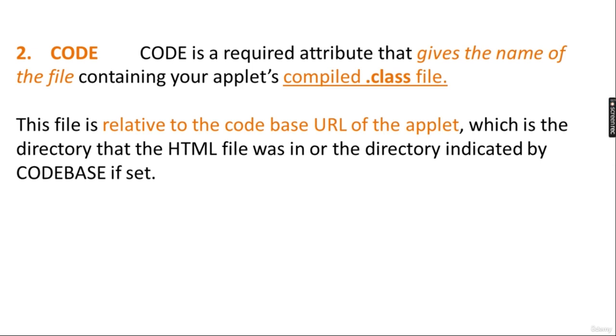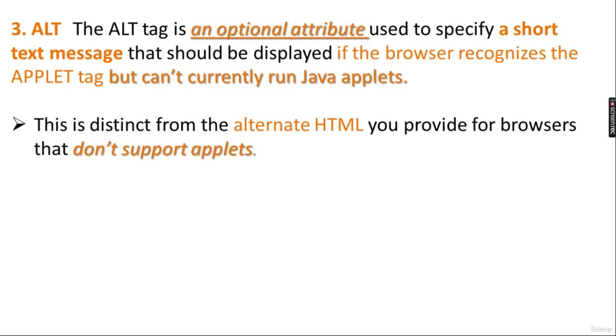This file is relative to the codebase URL, which is the directory that the HTML file was in, or the directory indicated by codebase if set. So this file is directly related to your codebase URL. The codebase URL is the directory that the HTML file was in, or the directory indicated by codebase. First is the directory that the HTML file was residing in, otherwise the URL of the directory.